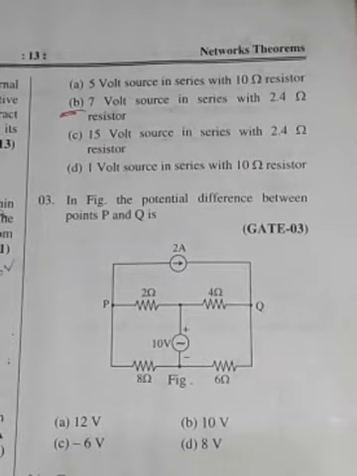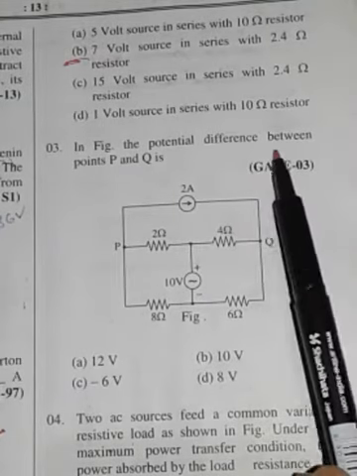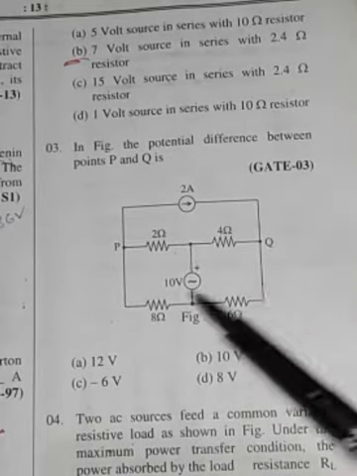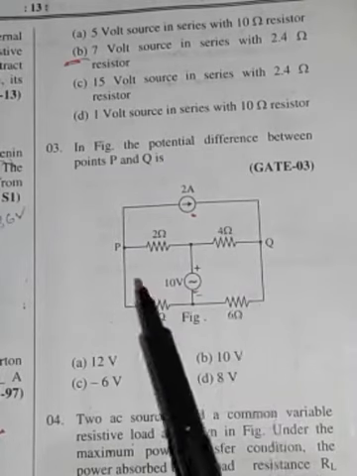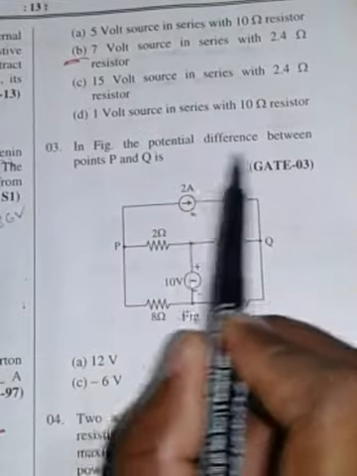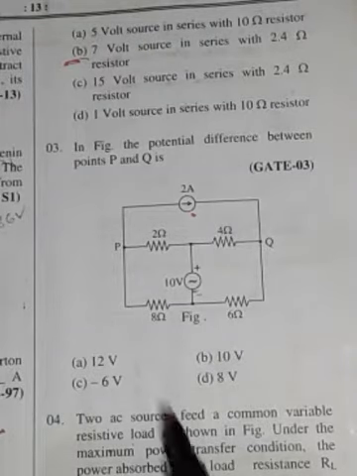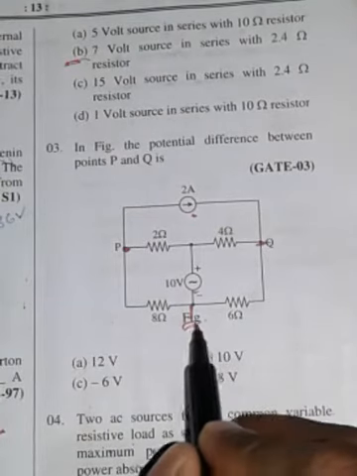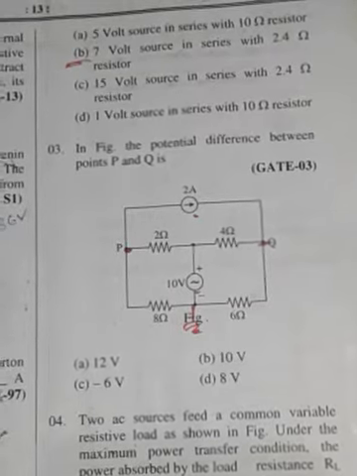Come to question number 3. They are asking to find the voltage between points P and Q. In the circuit they have given, there is one voltage source, one current source, and 4 resistances, and they are asking for the potential difference between P and Q. This is one node, this is another node, and this node is considered as ground. So we can apply nodal analysis here. Let's see its solution.